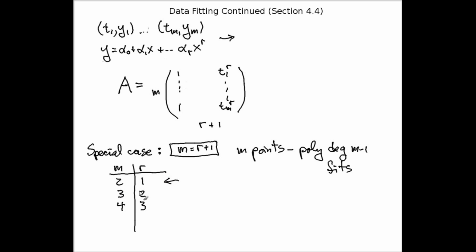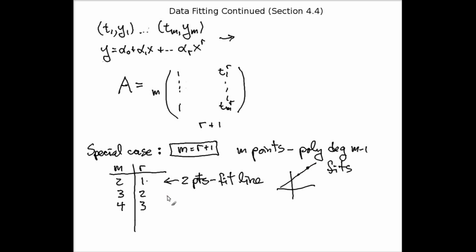What does this case mean? m is the number of points. So I'm given 2 points, and I'm trying to find the best fit by a polynomial of degree 1, which is to say the best fit of a line which goes through those 2 points. Well, you can get a perfect fit. Given any 2 points, I hope I don't need to remind you, there's a line through them.